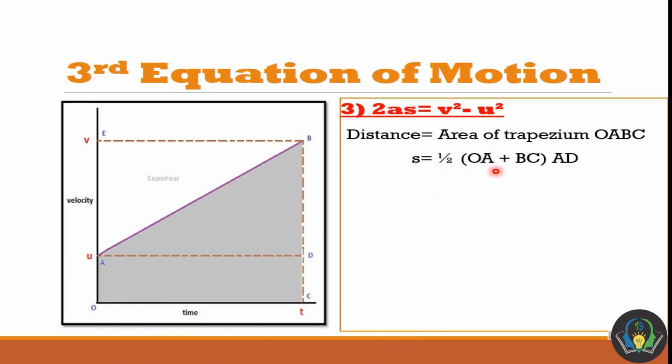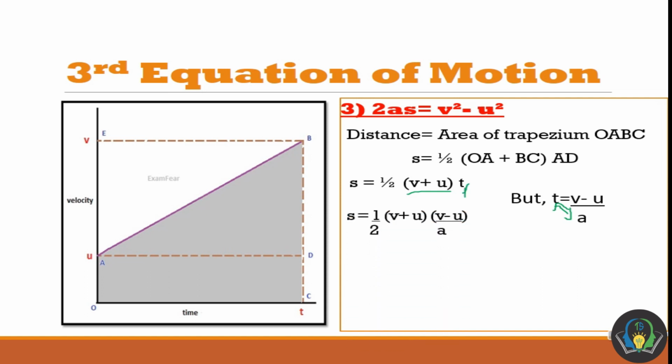So let us put the values of it. What will be the value of OA? OA value will be U. BC value will be V. This one. And this AD will be having the value T. So our whole equation turns into half into (V plus U) into T. But T equals to V minus U upon A. Remember, we have written the equation with respect to acceleration as A equals to V minus U upon T. So if I just exchange the places, then I'll be getting everything with respect to T. So this value of T I'll be putting into the place of this. So have a look at it. The T is now replaced with this part, V minus U upon A, which we got from here. The rest of the things stay as they are.